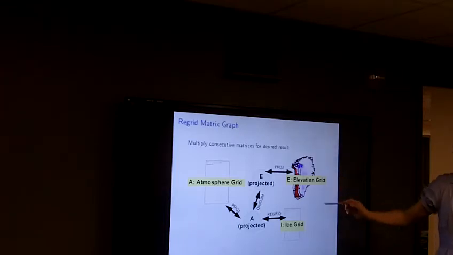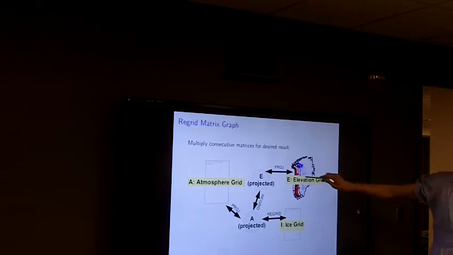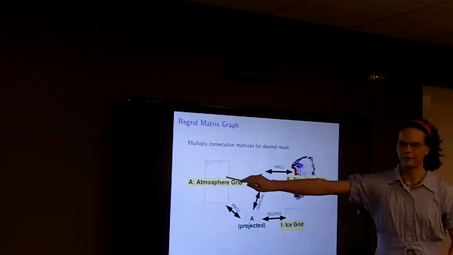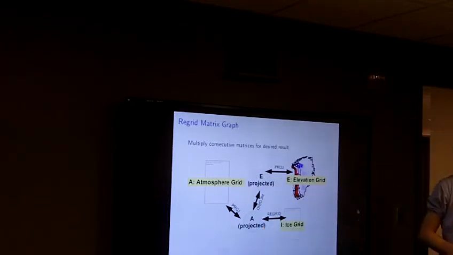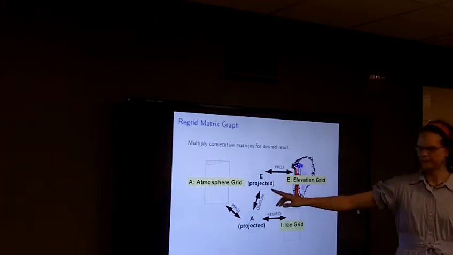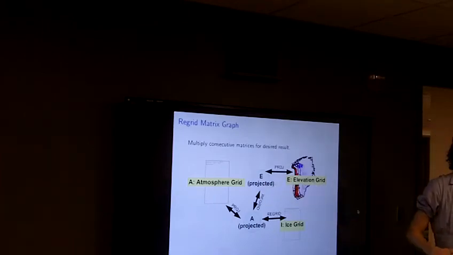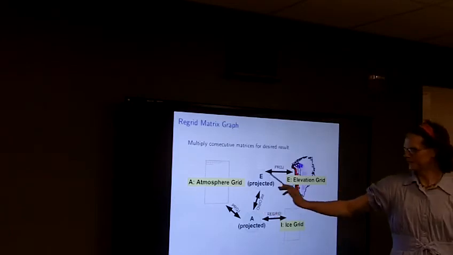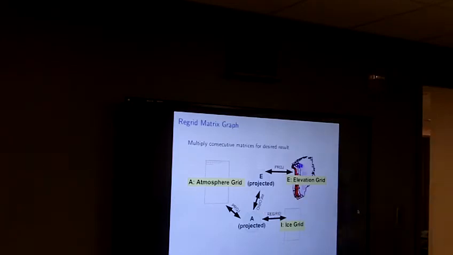But the basic idea is that we want regridding matrices between these 3 yellow endpoints. And the way we create those matrices is we find a path through this graph. And each of these arrows on this graph is a regridding matrix. And then we multiply the regridding matrices together as we go along that path, and that gets the end matrix we want. And that's what's being used in the coupler.